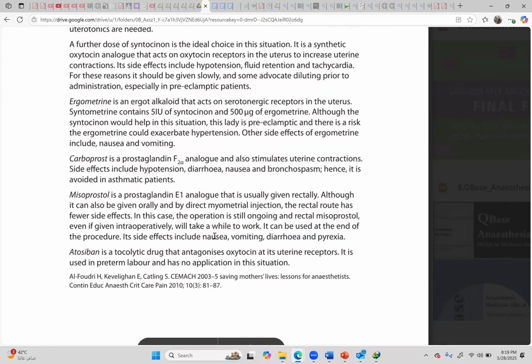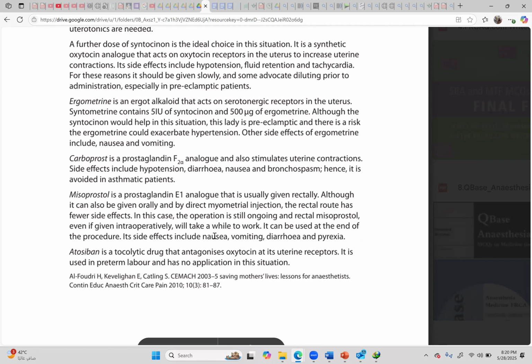Here the patient is asthmatic. Misoprostol, a PGE1 analog, is usually given rectally, although it can be given orally and by direct myometrial injection. I have never used it. The rectal route has fewer side effects. In this case, the operation is still going on. Rectal misoprostol, if given, will take a while to work. So I was right. It can be used at the end of the procedure for further effect. Atosiban is a tocolytic agent that antagonizes oxytocin at its uterine receptors. It is used in preterm labor and has no application here.